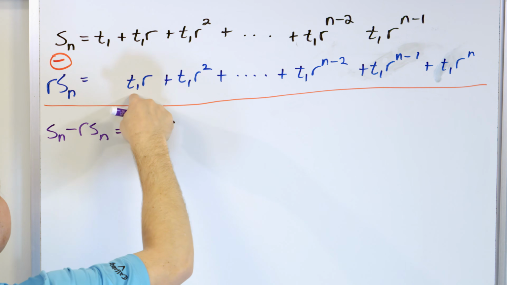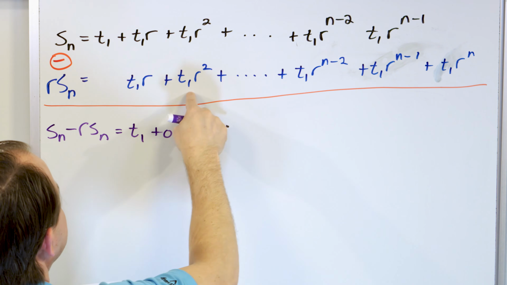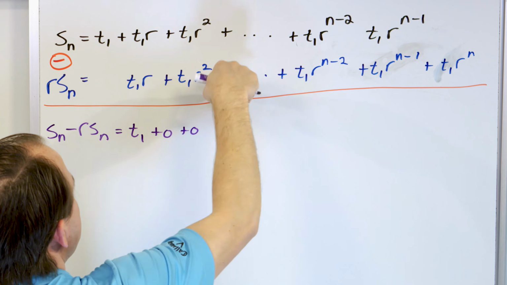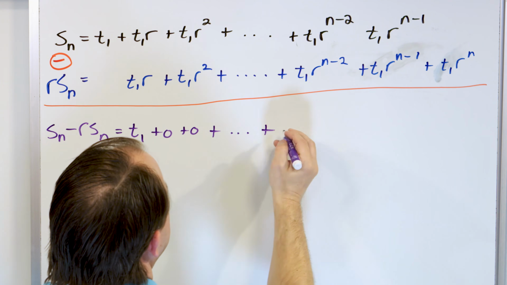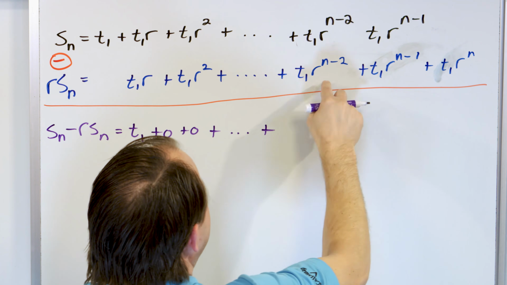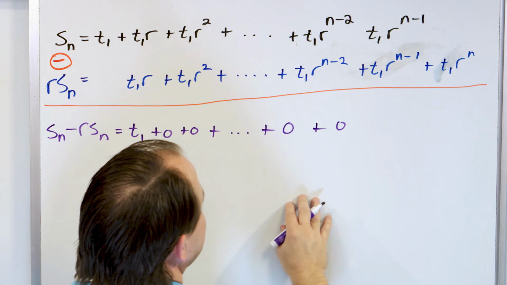What is this term minus this term? Well, it's exactly the same term, so it's 0. What is this term minus this term? It's also 0. And all the terms in the dot, dot, dot areas are also going to give me 0. So let's just kind of do this. This term minus this term is exactly the same thing. It's going to be 0. This term minus this term is exactly the same thing. It's going to be 0.